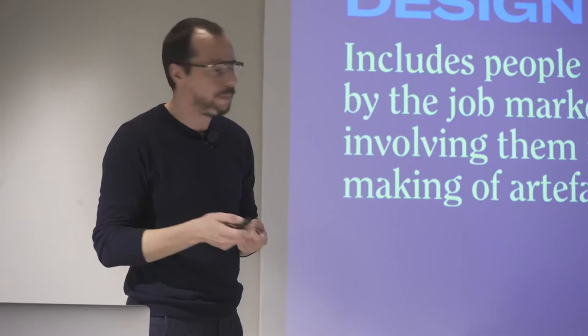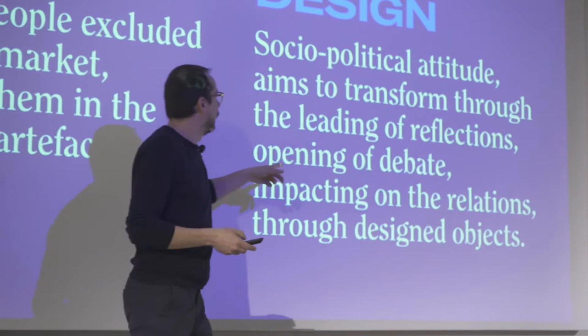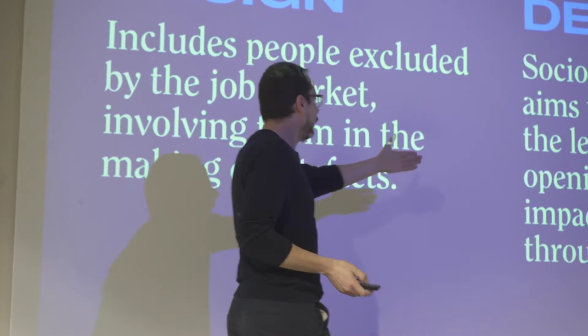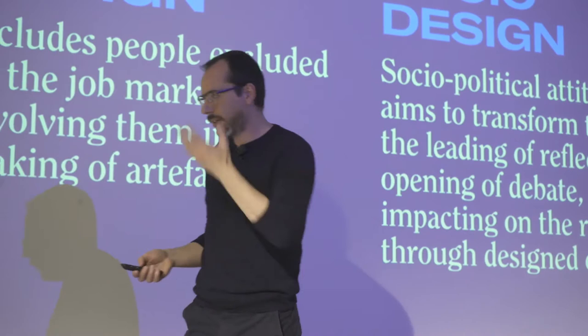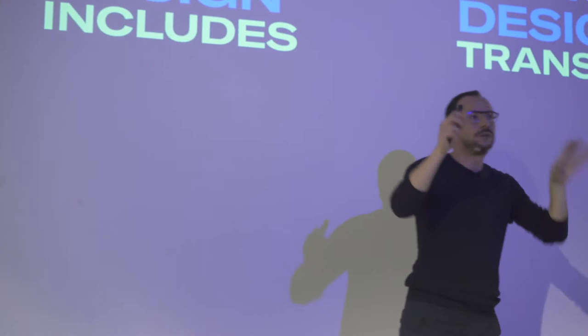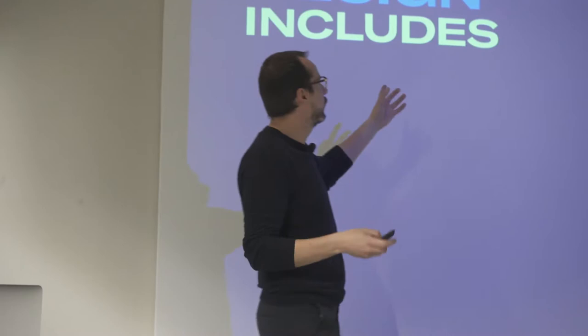While socially oriented design shares a socio-political attitude, first of all, that aims to transform, to produce, to have an impact. It's not made by people with disabilities, or it could be, but that's not the core. The core is that it aims at opening debate, supporting activists, trying to drive a change. So while in social design the goal is to include people, in socially oriented design the aim is to transform, just to summarize. Obviously, reality is more complex. There are projects I will show you later that probably include people and then try to transform through the object.